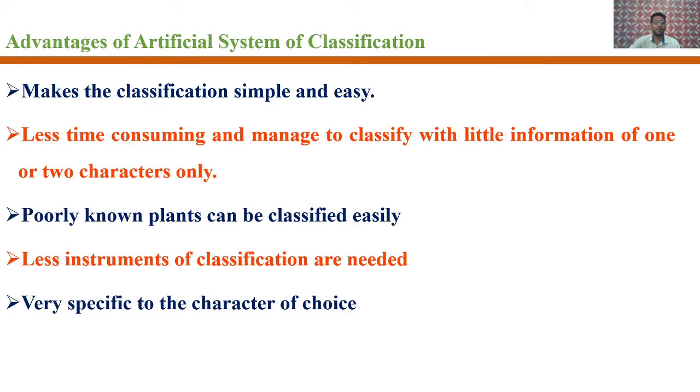Now, what are the advantages of the artificial system of classification? The artificial system of classification is very easy and simple. It is less time consuming, and we can classify the plants with little information of only one or two characters. Poorly known plants can easily be classified under this system. Number four, there is less need of instruments of classification. And number five, last, it is very specific to the character of choice.